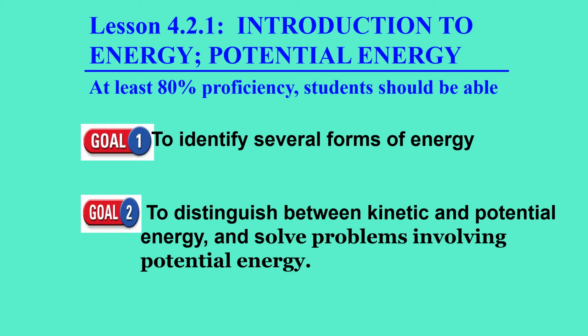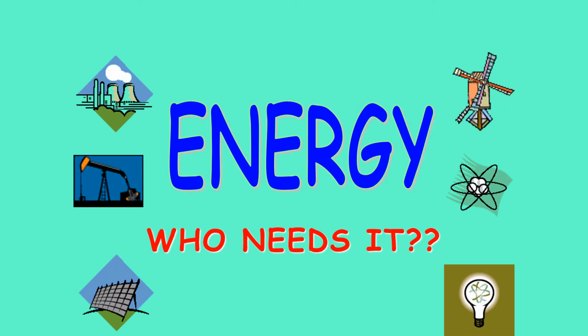At least 80% proficiency. Students should be able to identify several forms of energy, to distinguish between kinetic and potential energy, and solve problems involving potential energy. Energy, who needs it?